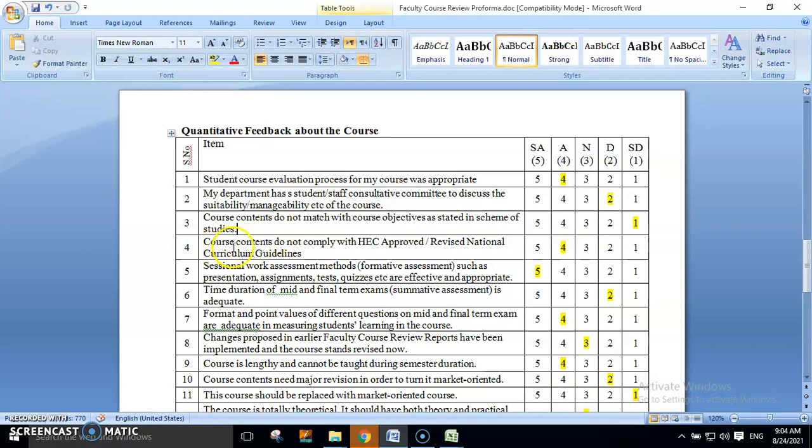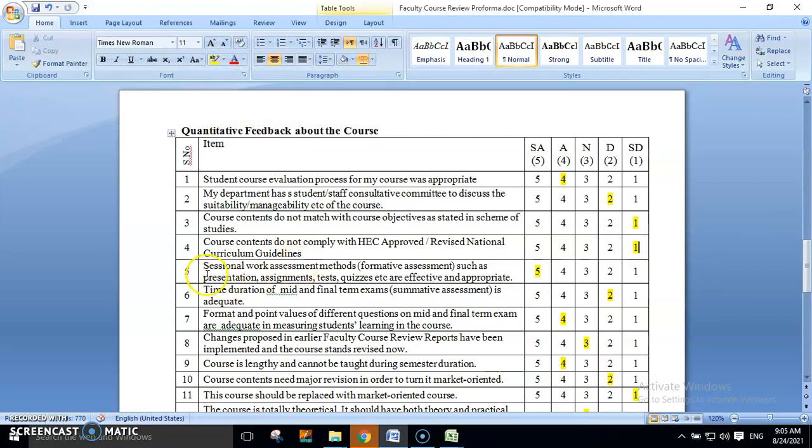Course contents do not comply with HEC approved revised national curriculum guidelines, but they comply. So I disagree with this statement. So I do not agree. So it was highlighted erroneously. So I disagree with this statement.